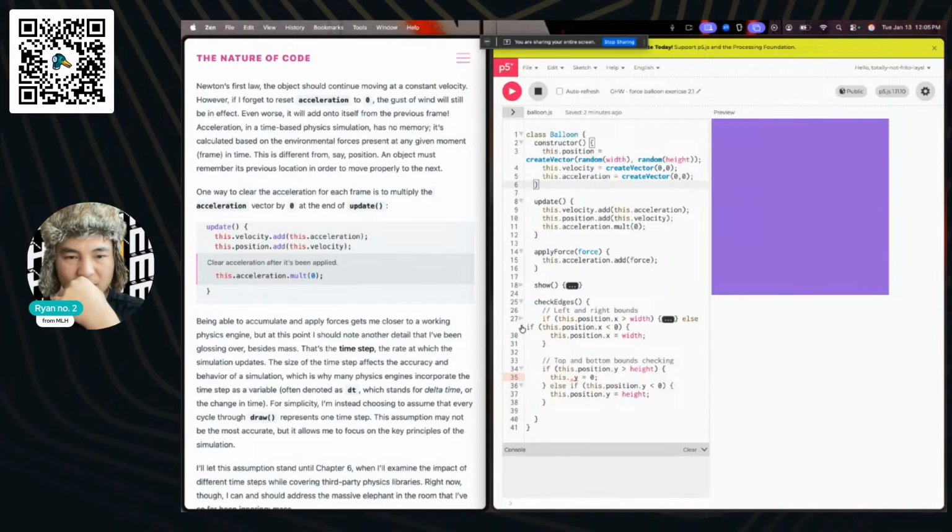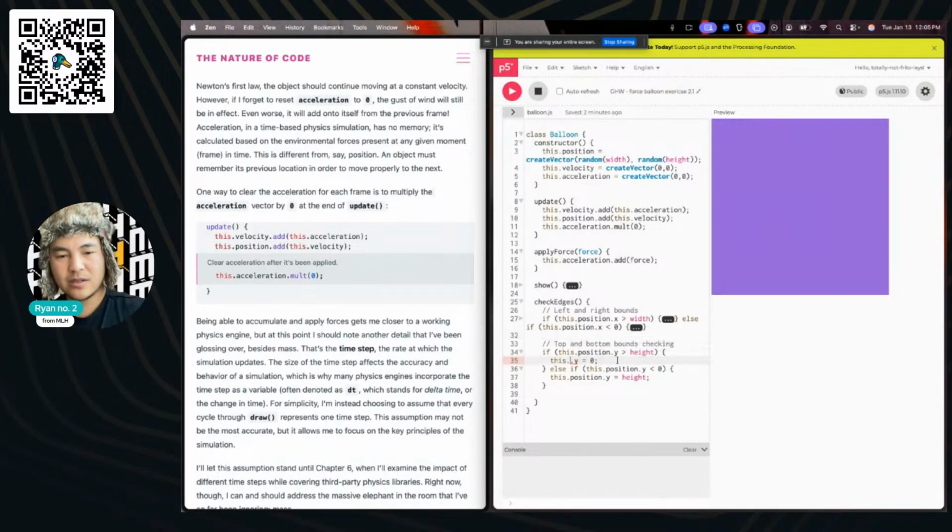Okay, I guess let's actually worry about one thing at a time. The only thing we're worrying about right now is whether or not this thing bounces off the top. So I guess instead of this, let's have this dot acceleration dot mult, and let's just make it -1.